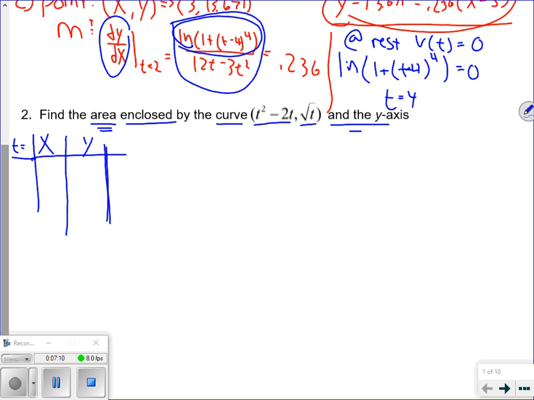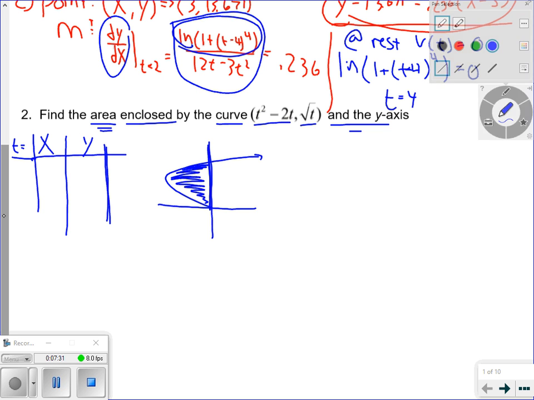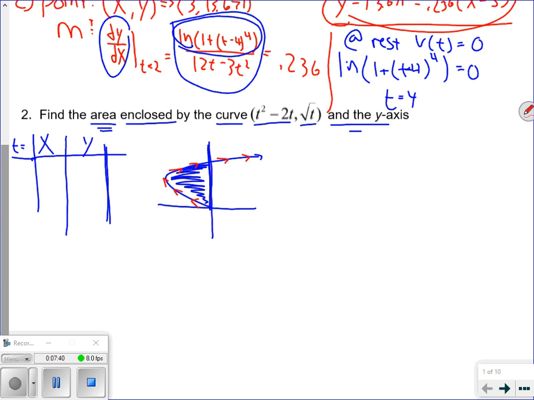Maybe start off with t equals 0. But when I graphed it, I got this general looking shape right here. Okay, so I just wanted to kind of go ahead and tell you that. So I want to find the area enclosed by this curve and the y-axis. So here's the y-axis, and the curve would be this right here. If you were to graph this, the function is going in this direction right there.